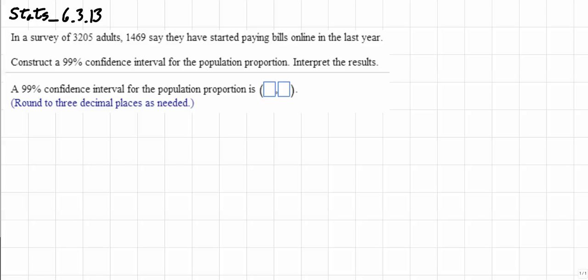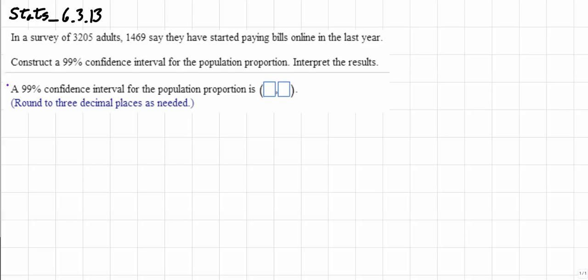In a survey of 3,205 adults, 1,469 say they have started paying bills online in the last year. Construct a 99% confidence interval for the population proportion and interpret the results.